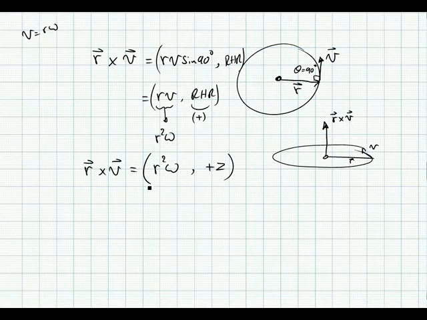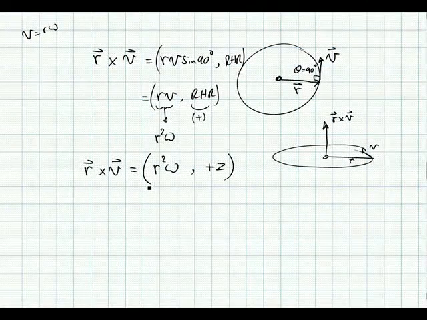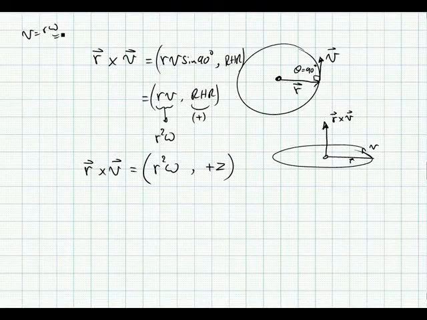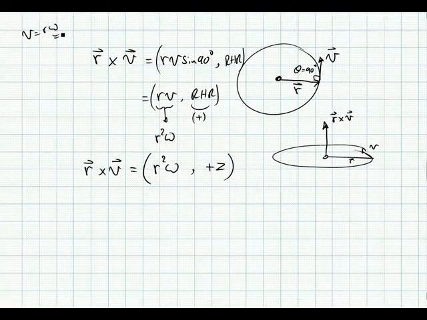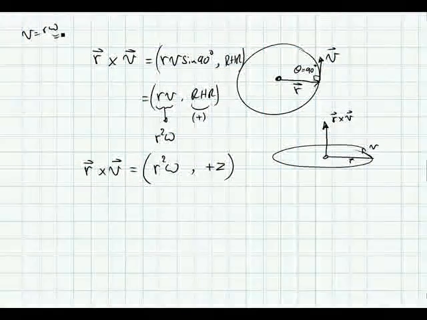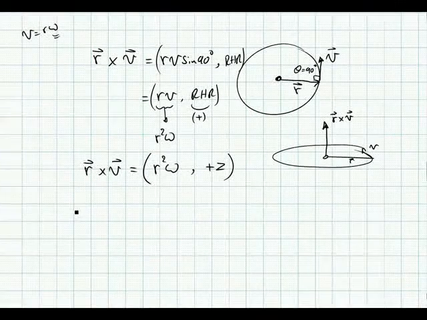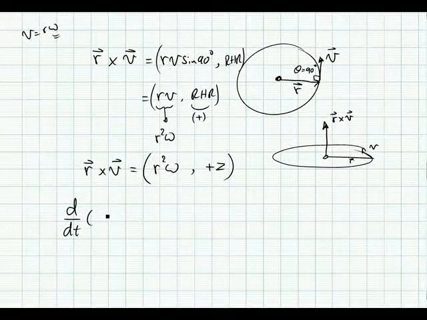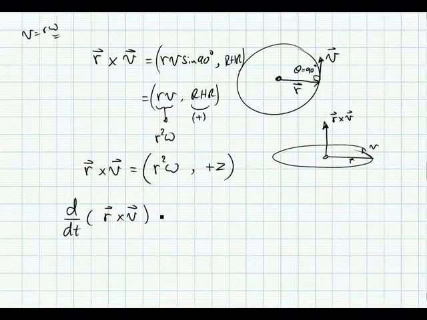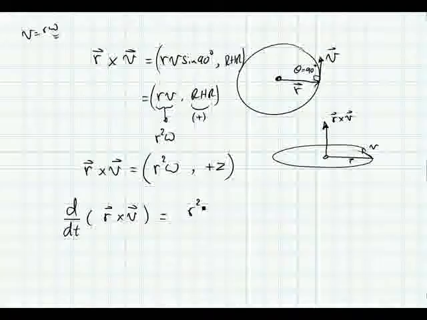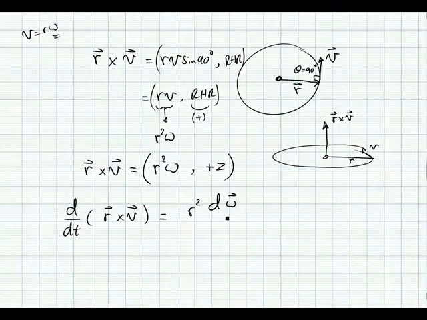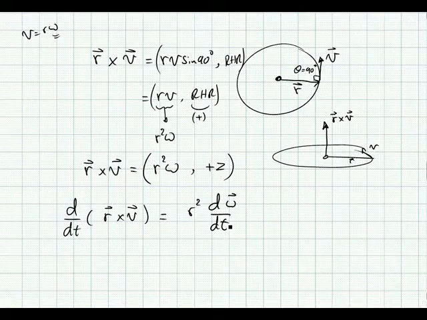Alright. Now omega is our angular velocity, of course, but you use the vector cross product method to determine the direction of omega. Now, if I were to take a derivative of this expression, then I end up with d/dt of R cross V equaling R squared, which is just a magnitude of course, d omega dt.